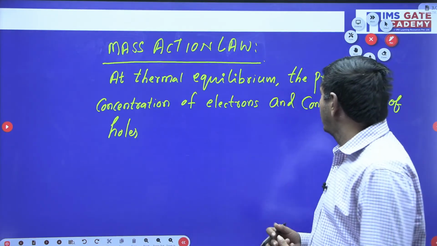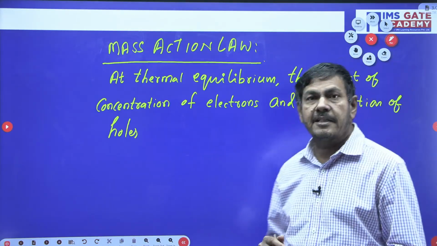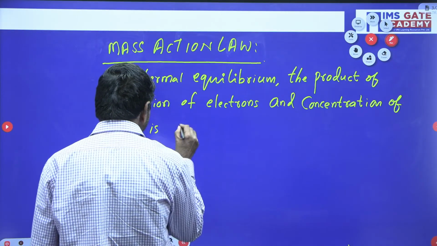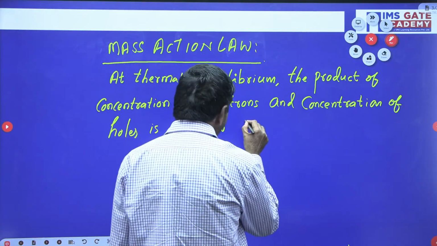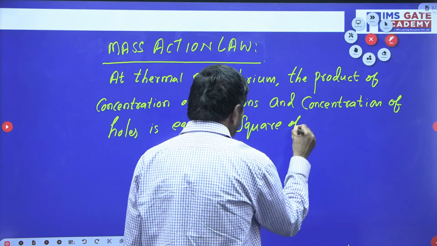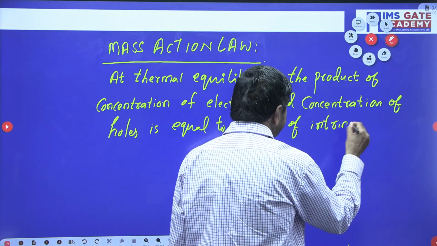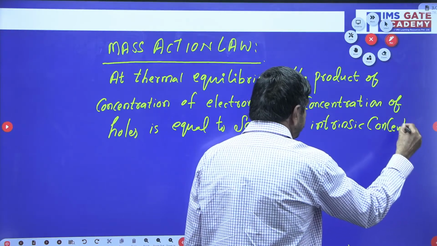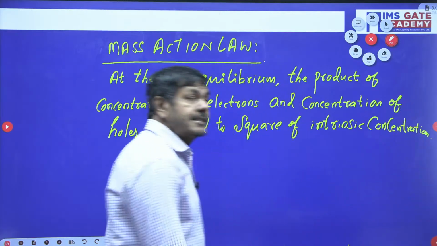At thermal equilibrium, the product of concentration of electrons and concentration of holes is equal to the square of the intrinsic concentration. This is the mass action law.